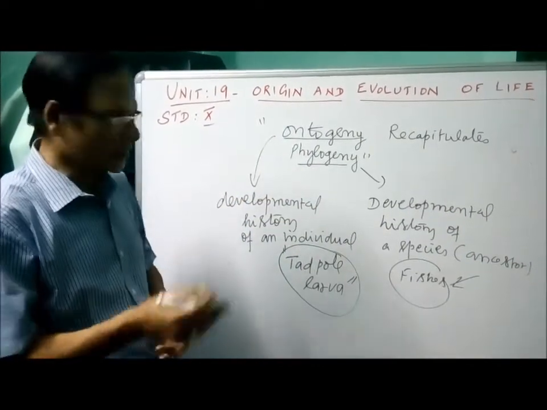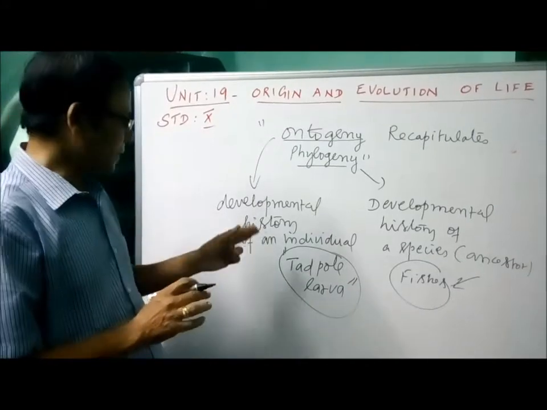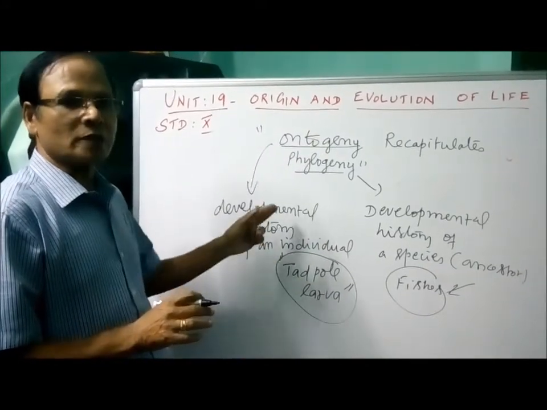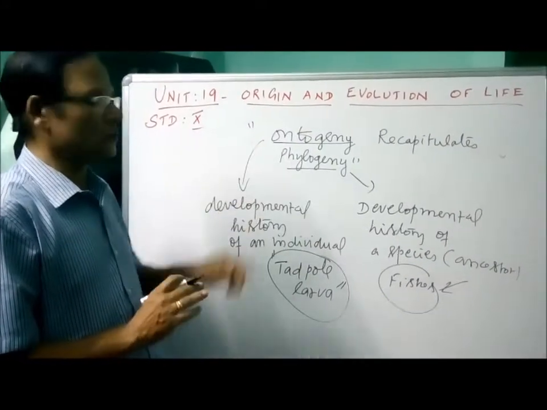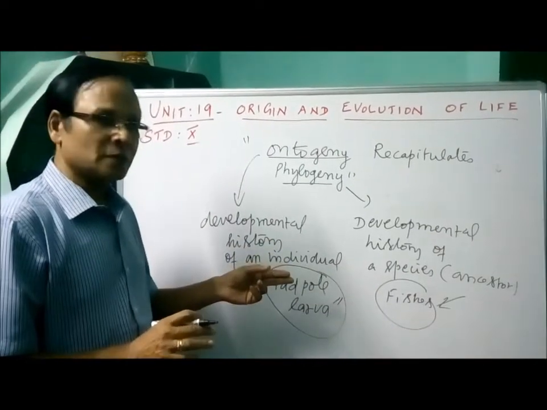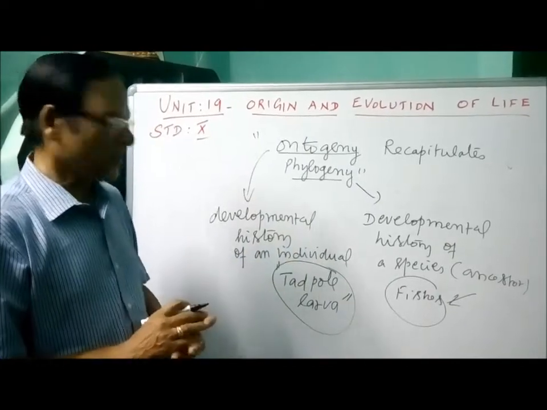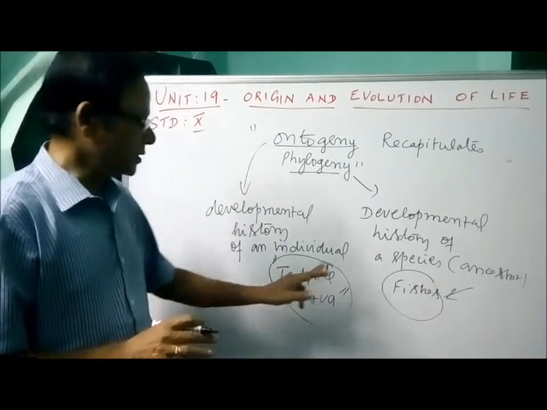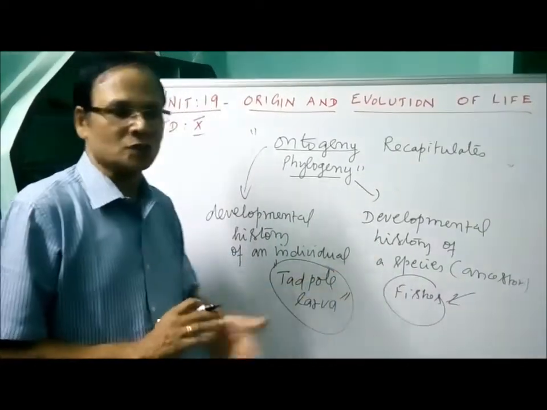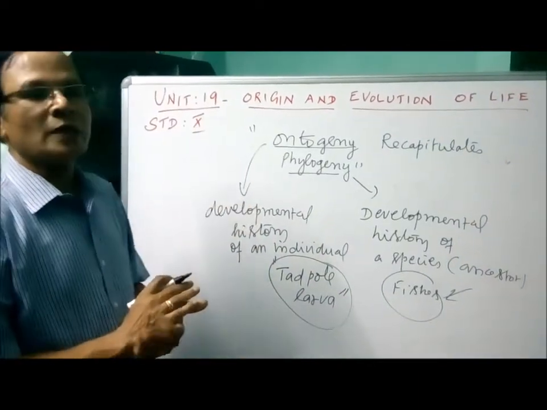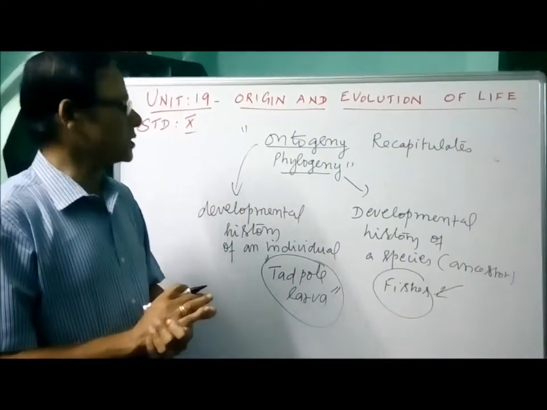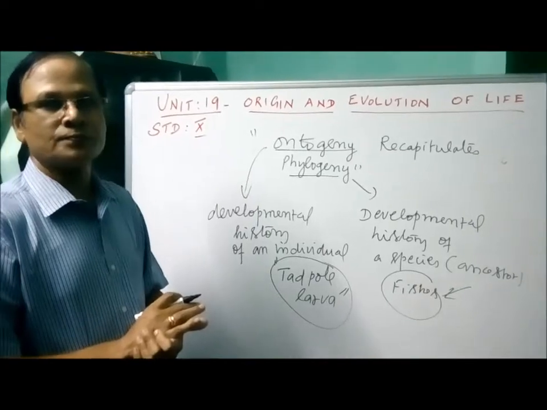I repeat once again. One of the characters or stages during the development of an individual, that is ontogeny, repeats the developmental history of an ancestor, that is phylogeny. Here the tadpole larva resembles its ancestor, the fishes. Okay, this is about evidences from embryology in support of evolution.